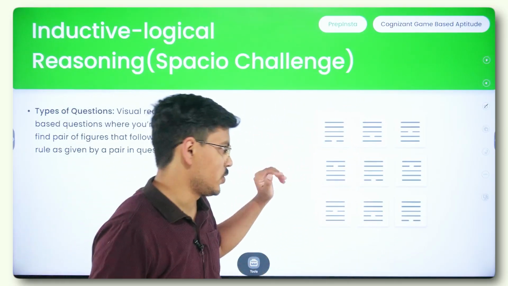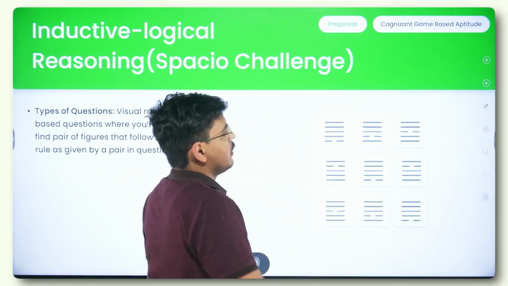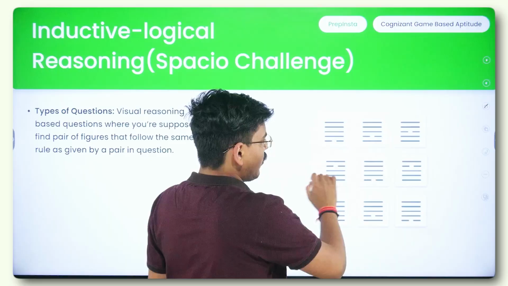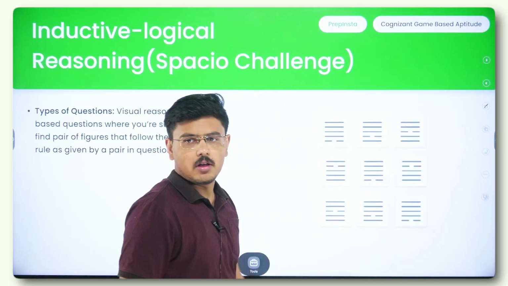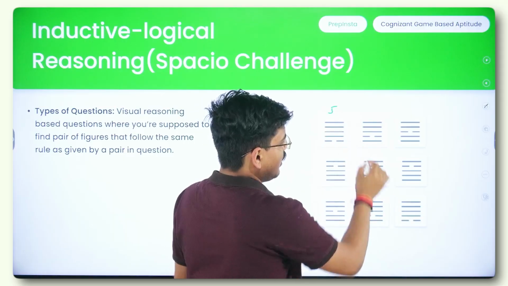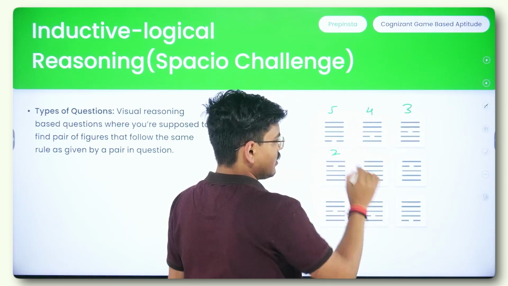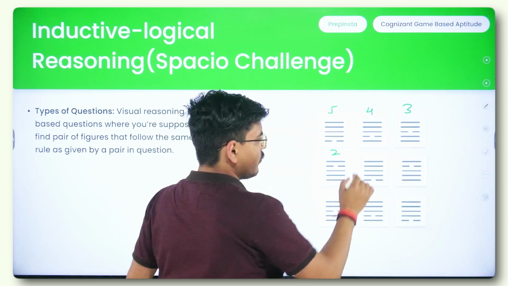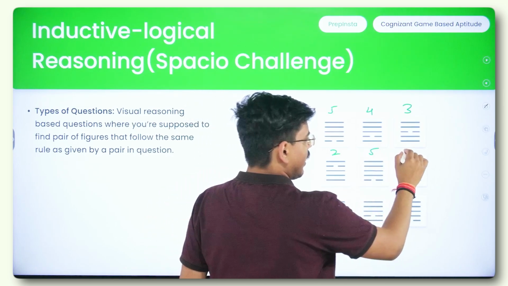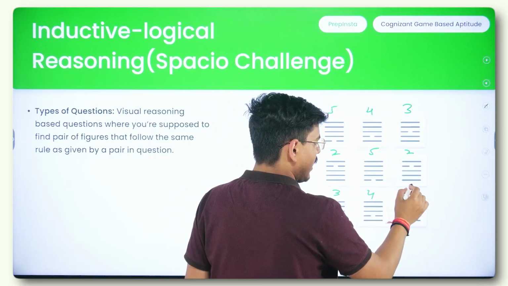For example, in this question, if you see the sequence, there is a break in one line in every particular image, right? In this, fifth line is broken. Fine. In this, fourth line is broken. In this, third line is broken. In this, second line is broken. Here, again, fifth line is broken. Here, again, second line is broken. Then third line is broken. Then fourth line is broken. Then fifth line is broken.